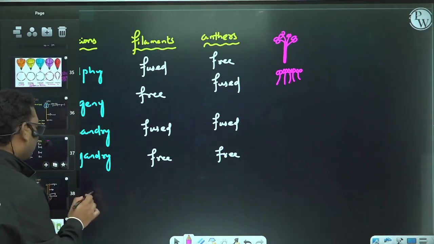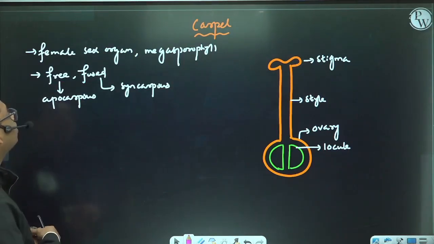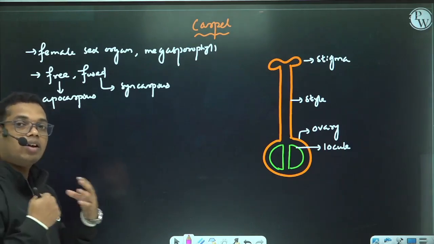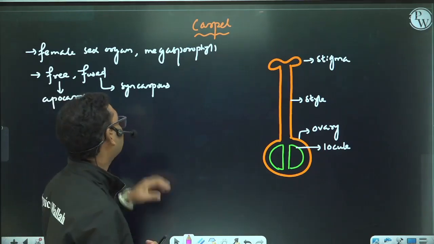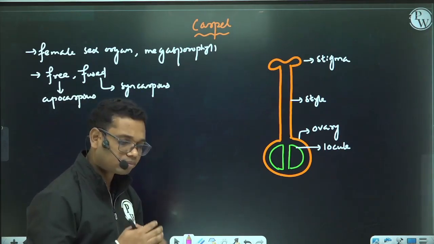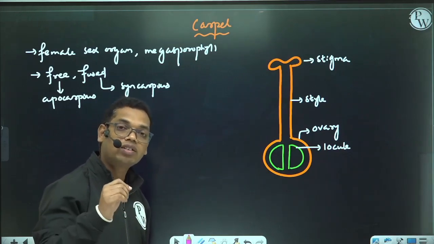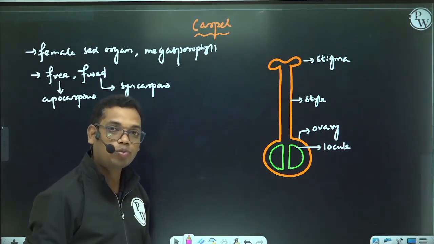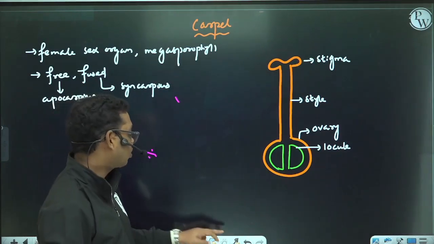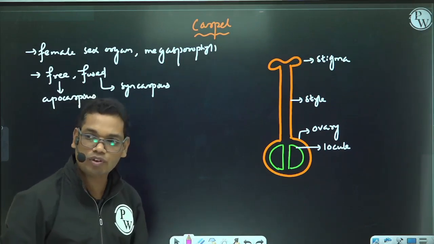Now let us talk about the last structure of the flower, and the structure is the carpel. Carpel is the female sex organ, and because this has the megasporangium, we call this megasporophyll. The megasporangium is a part of the ovule, because ovule is nothing but the integumented megasporangium. So because this carpel has megasporangium, it is called megasporophyll.